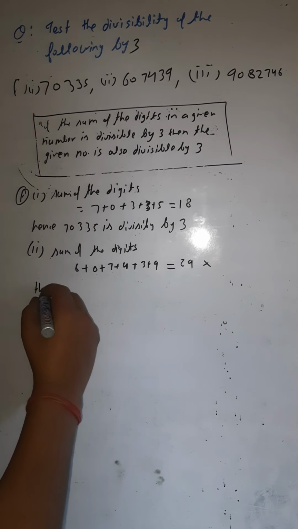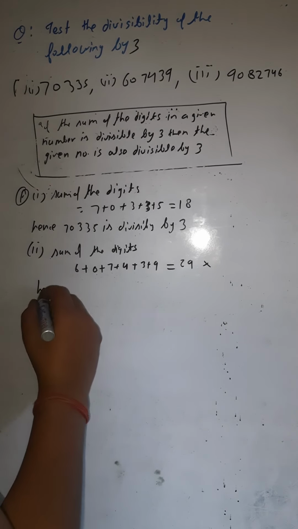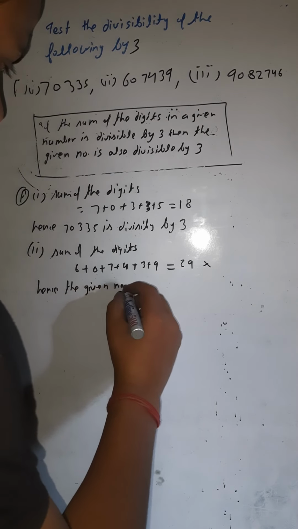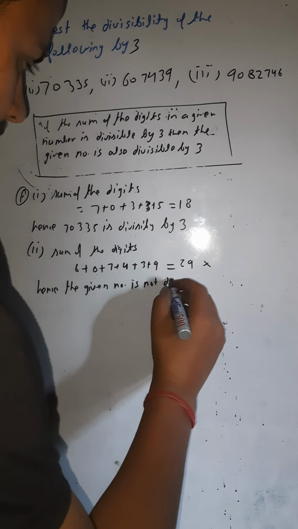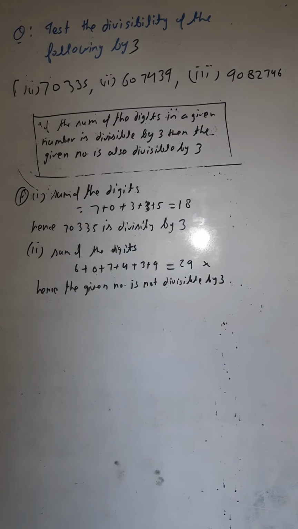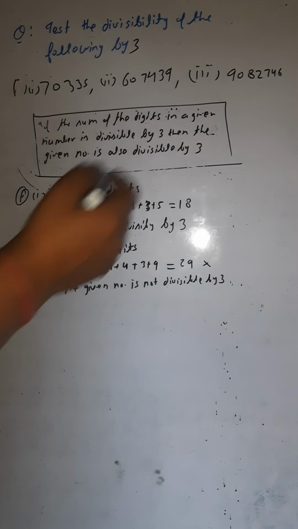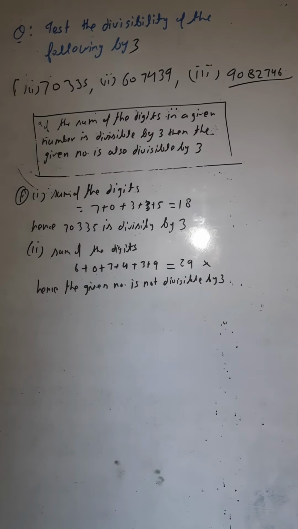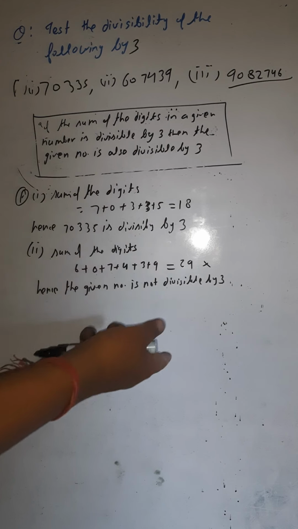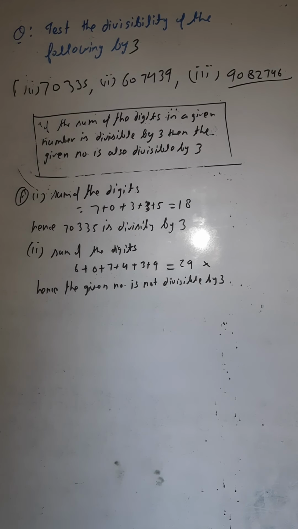So you would write, hence the given number is not divisible by 3. This is how you would write the answer of the given question. Similarly, you would do the third question also. So how would you solve this third question? Again, add the digits of the given number. If the sum of the digits is divisible by 3, then you would write yes, the given number is divisible by 3. Okay. So this is how you would solve the given question.